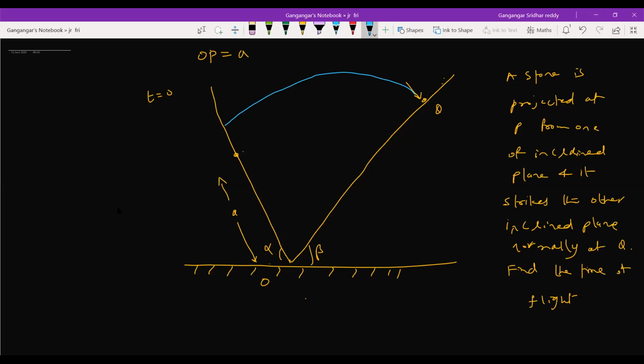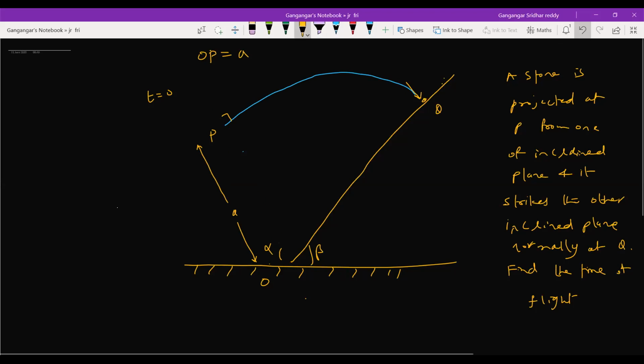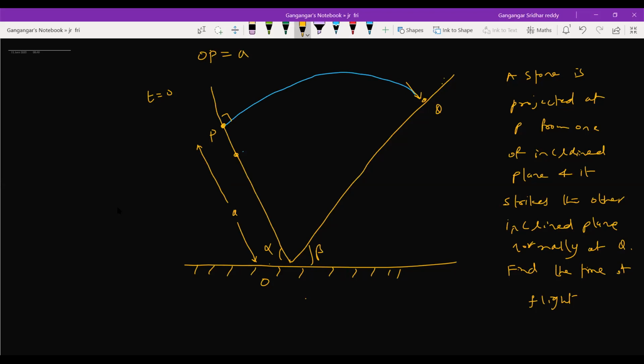Okay, you can see clearly, though it is projected normal to it, but it need not be parallel to the other incline. Okay, here we have projected with a certain speed that is also not given, and it will strike the other incline normally here also.